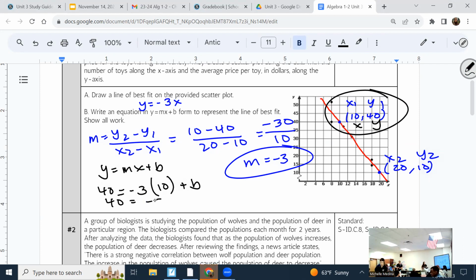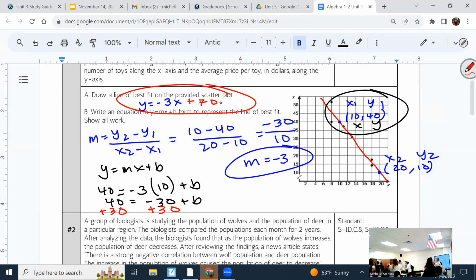-3 times 10 is -30. How do you get the b by itself? That wouldn't make the -30 0. How do I make the -30 0? Not divide. Add 30, whatever you do on one side. So it looks like my y-intercept is about 70. 40 plus 30 is 70. Hopefully that makes sense. Feel free to email me.